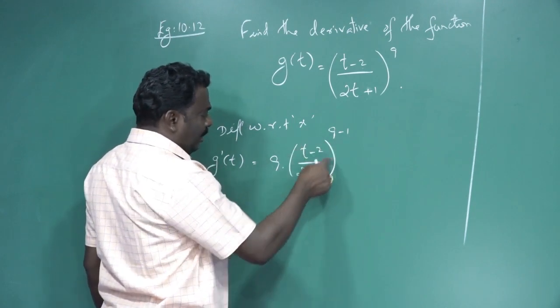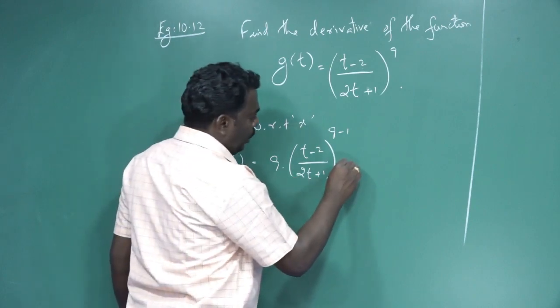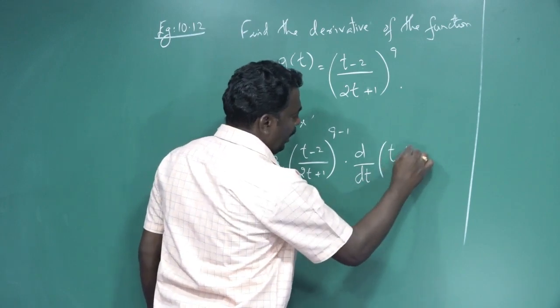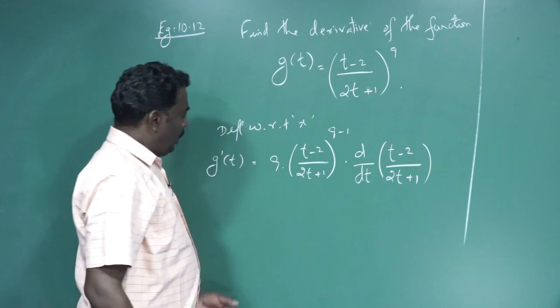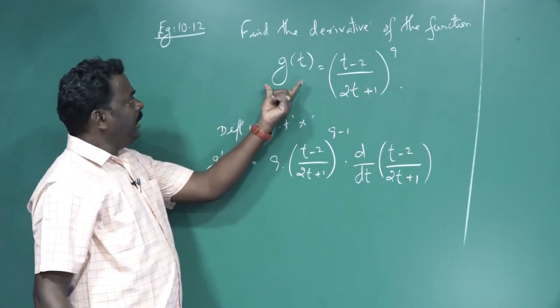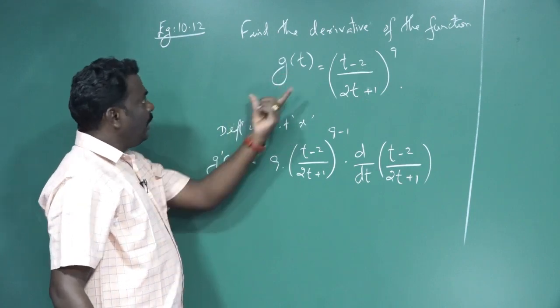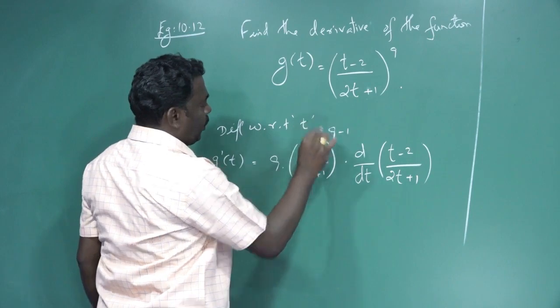So now instead of x we have this term, again we want to differentiate, that is the condition. So into d by dt of (t minus 2 by 2t plus 1). Again repeated, g dash of t, g of t differentiate with respect to t.